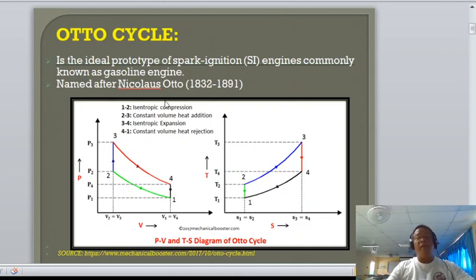Now if we take a look at the TS diagram on the right side of the slides, 1 to 2 is isentropic. We will notice that this line is perpendicular to the isentropic line here. And then 2 to 3 is constant volume. Then 3 to 4 is another straight line, isentropic, and 4 to 1 is another constant volume heat rejection.